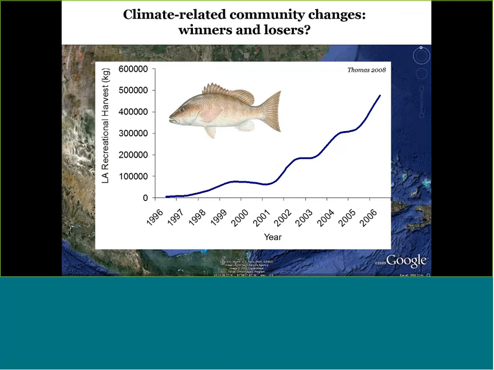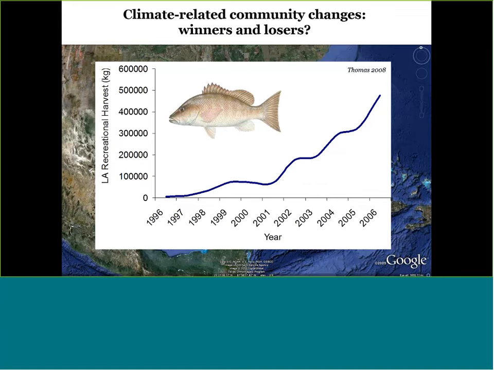So these are catch rates of gray snapper in Louisiana over the last 20 or so years. And what you're seeing is recreational fishermen have caught about two orders of magnitude more gray snapper recently compared to what they caught about 20 years ago. And that two orders of magnitude increase is identical to the increase that we've seen in our trawl survey.